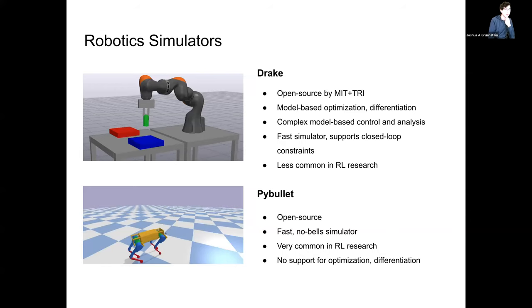Bullet is really popular in the RL literature and continuous control in robotics. It's open source and it's no bells, so you can supply your robot configuration in a URDF, similar to how you would do in all these tools. And it generally just works and it's pretty fast. The only constraint is it's somewhat less powerful than some of these other tools, so you may not be able to implement as complex controllers or dynamics, but it's very popular in the research literature.